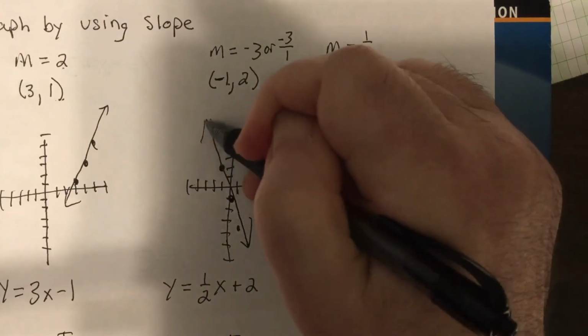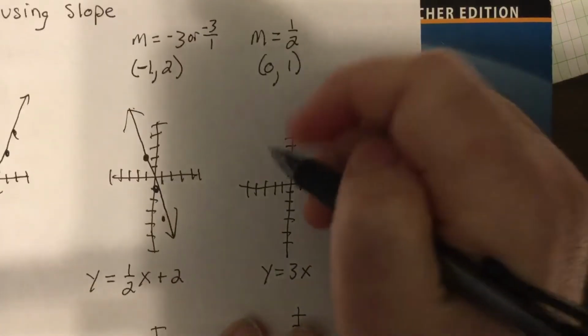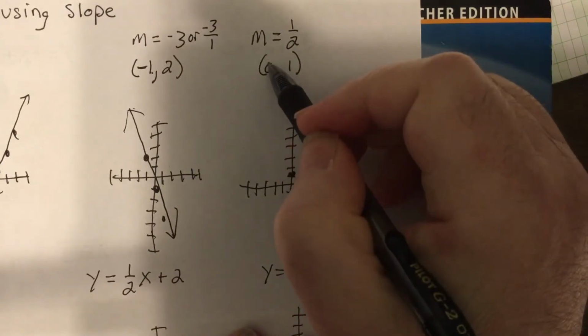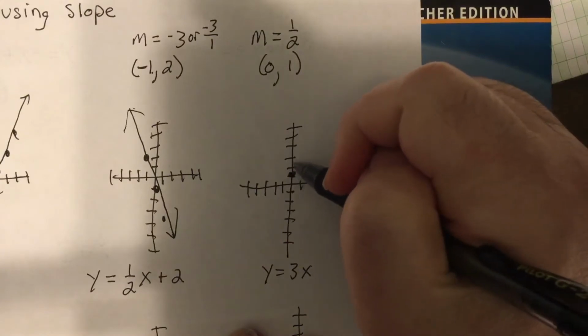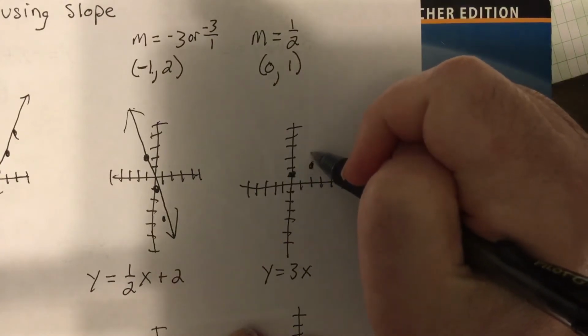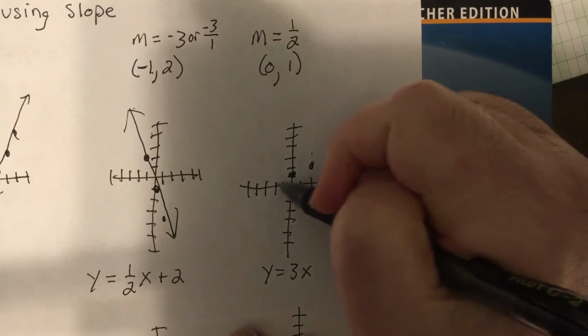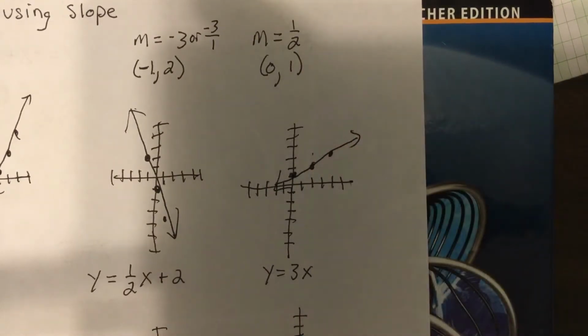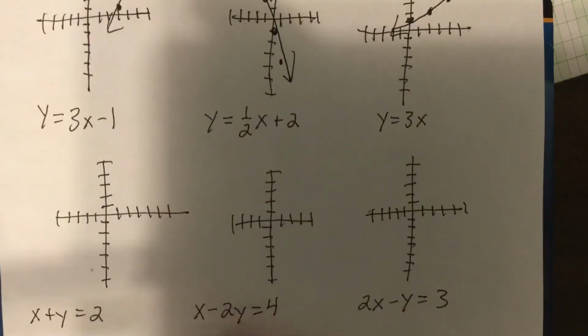And this one, I hope you did. 0, 1, that's the y-intercept because x is 0. And 1/2 would be up 1 over 2, up 1 over 2. Now, you should use a ruler if you're doing something important, but here we go.